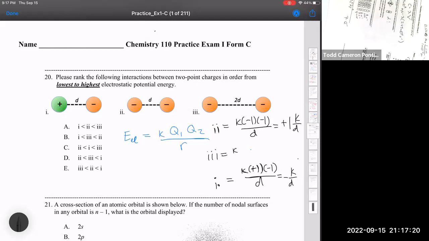And then system 3 is in the middle. It's K times -1 times -1 over 2D. So -1 times -1 is 1, divided by 2 is 1/2. This is equal to +1/2 K over D. You don't actually need values to solve this problem. You can just put them all in terms of K over D. And then when comparing them, -K over D is the lowest, +1/2 is next, and then +1 K over D is the highest. So it's 1, then 3, then 2.